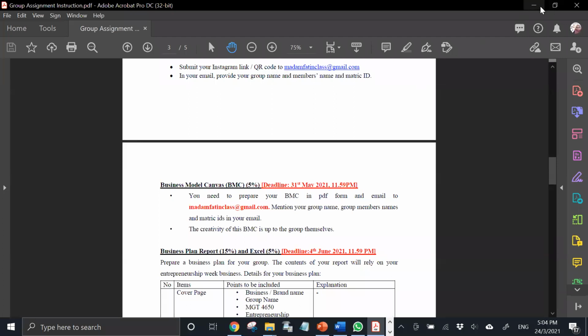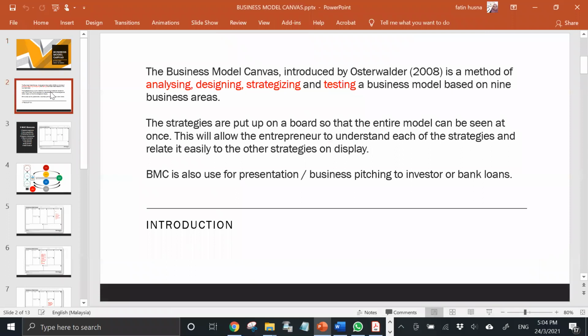So this is very important to understand. The business model canvas was introduced by Osterwalder. It's a method of analyzing, designing, strategizing, and testing a business model based on 9 business areas. So this is actually a simplified workboard, meaning there is a board for your business model. And sometimes people use it to change your business strategy here and there. So this is why they are using this.